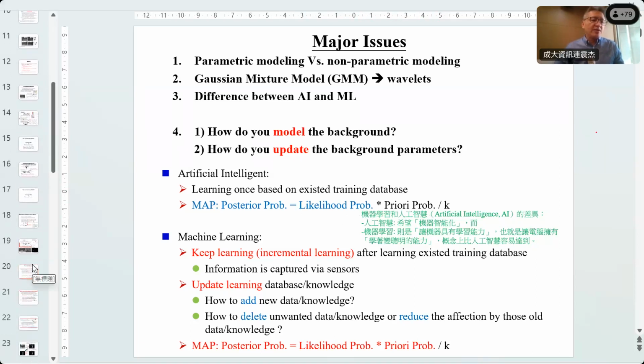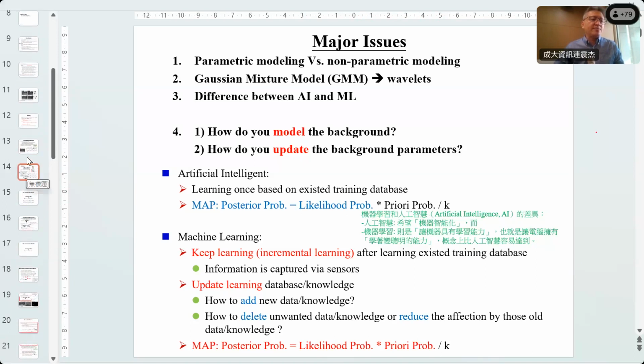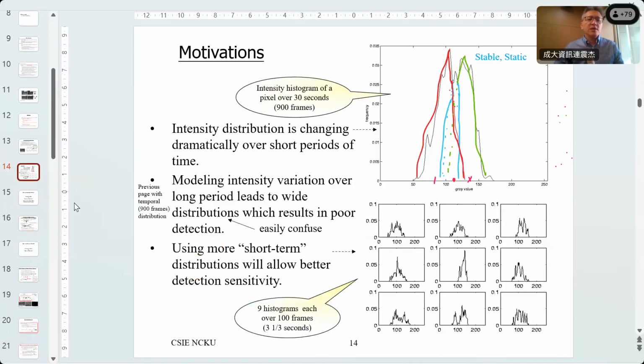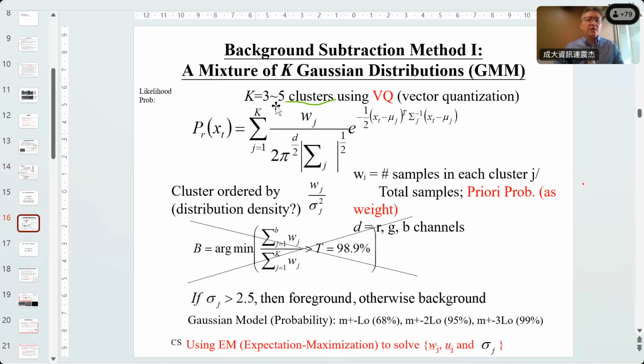So if I give you this one, the Gaussian model here, I will ask you, is it a posterior probability or a likelihood probability? The difference. And the answer is this one is a similarity measure. So it is a likelihood probability.